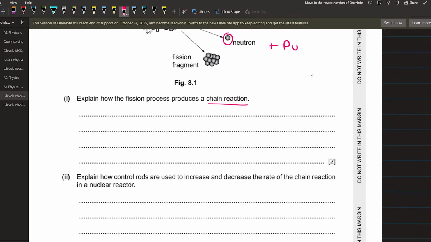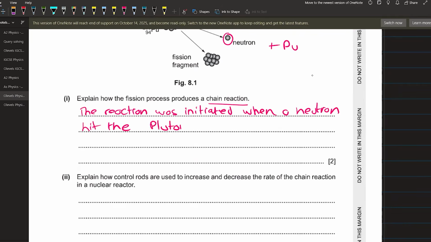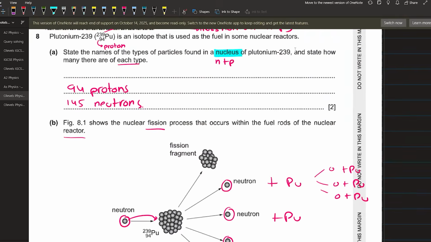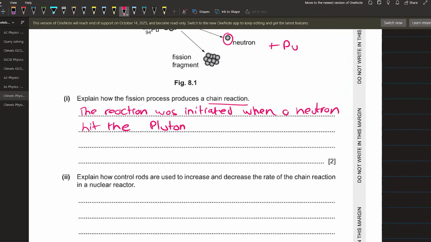इसको लिख लेते हैं. The reaction was initiated when a neutron hit the plutonium nucleus. Plutonium. I keep on forgetting the spelling. Plutonium सही लिखा है. Plutonium nucleus. The reaction was initiated when a neutron hit the plutonium nucleus.